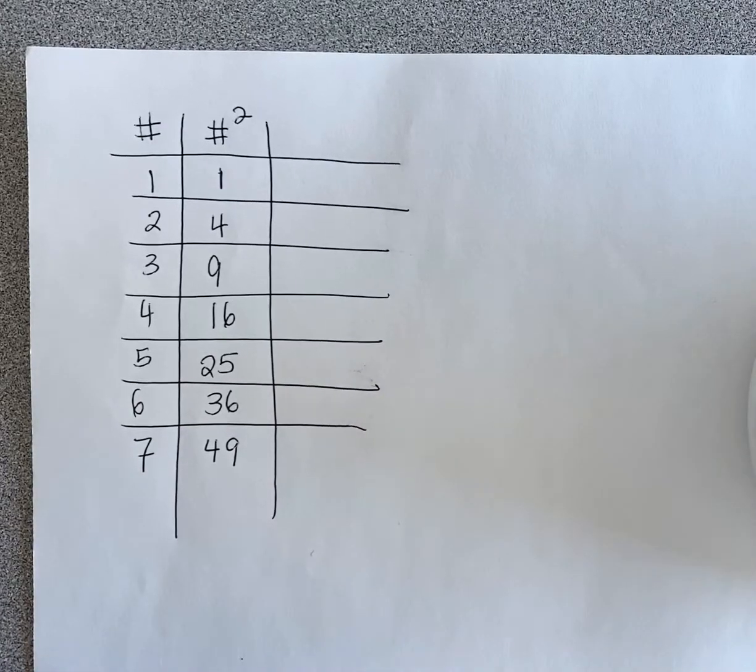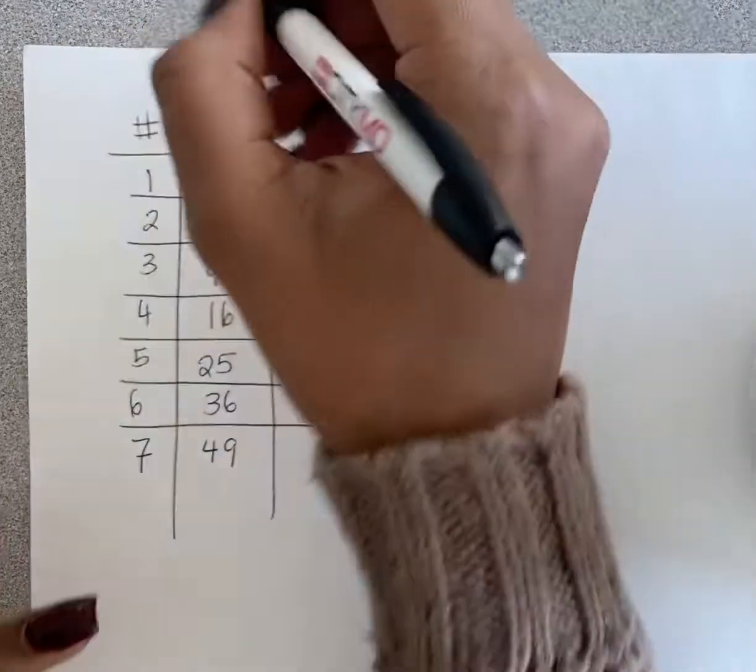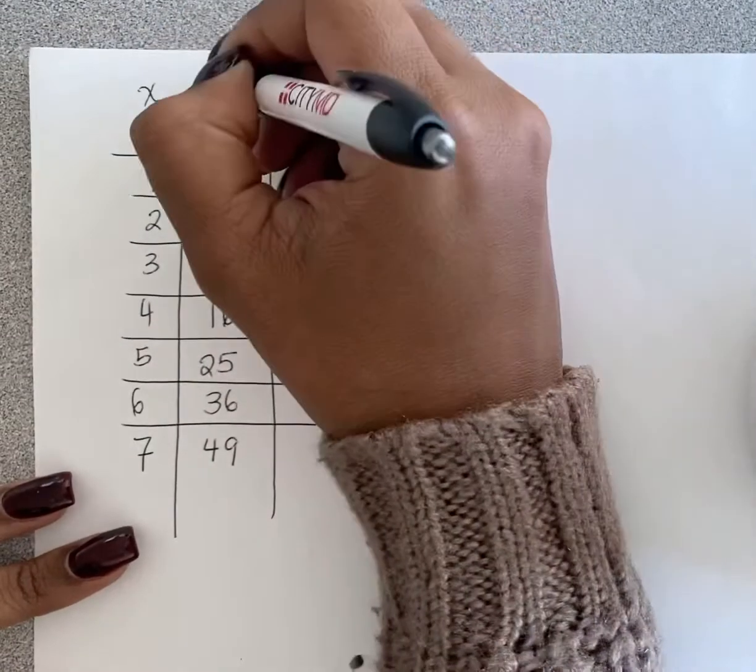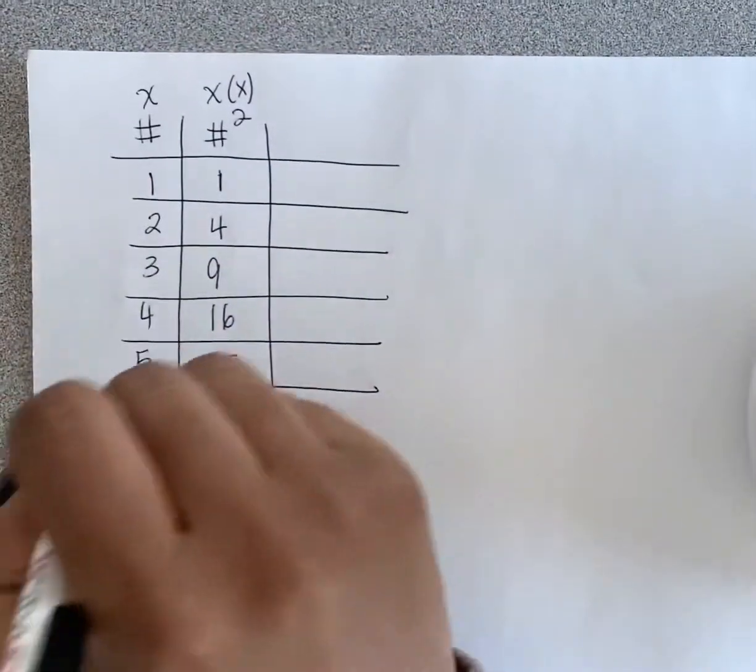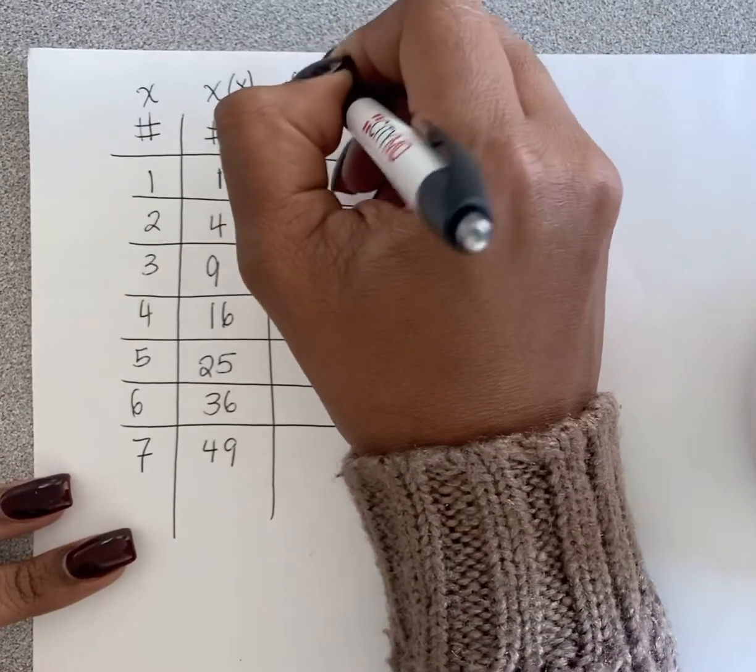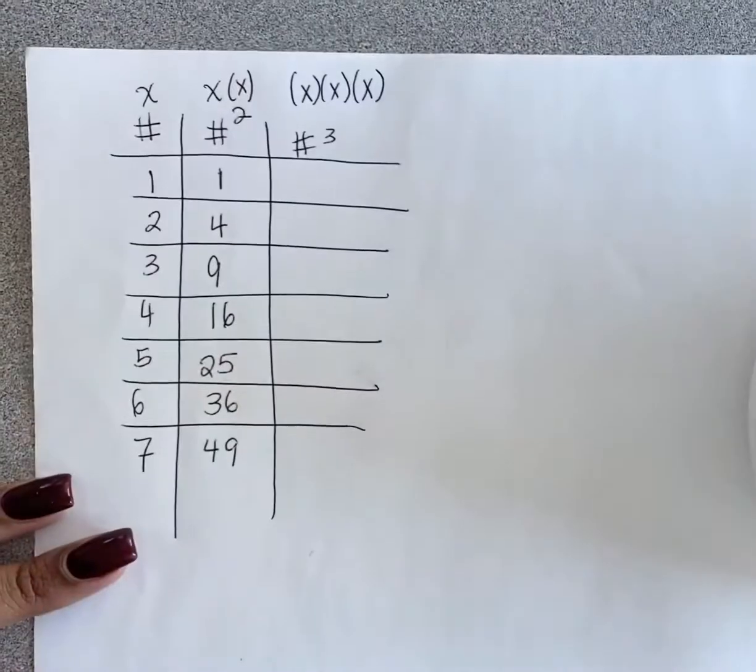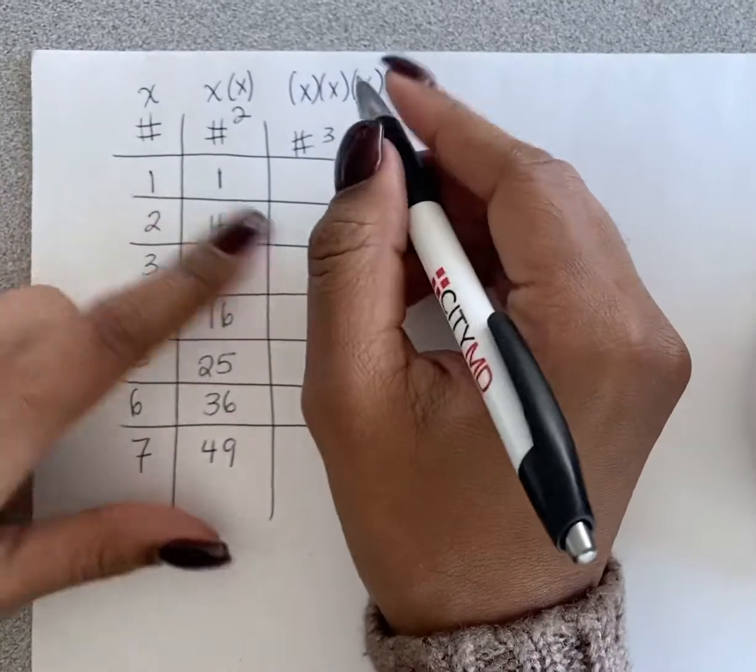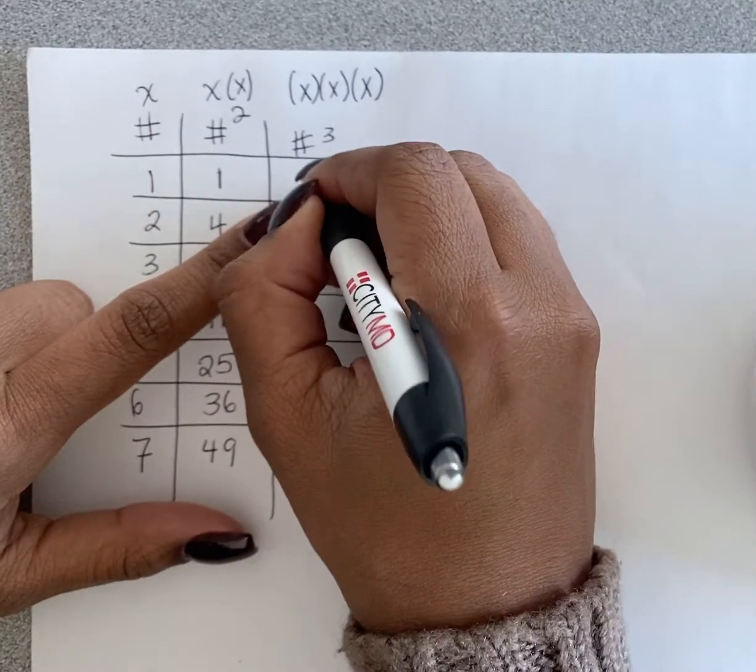When you're cubing something, you're not multiplying it by itself twice, right? So if this was x, squaring would be x times x. Now you're doing it 3 times. So it would be your number times itself 3 times. And so 1 times 1 times 1 is still 1.